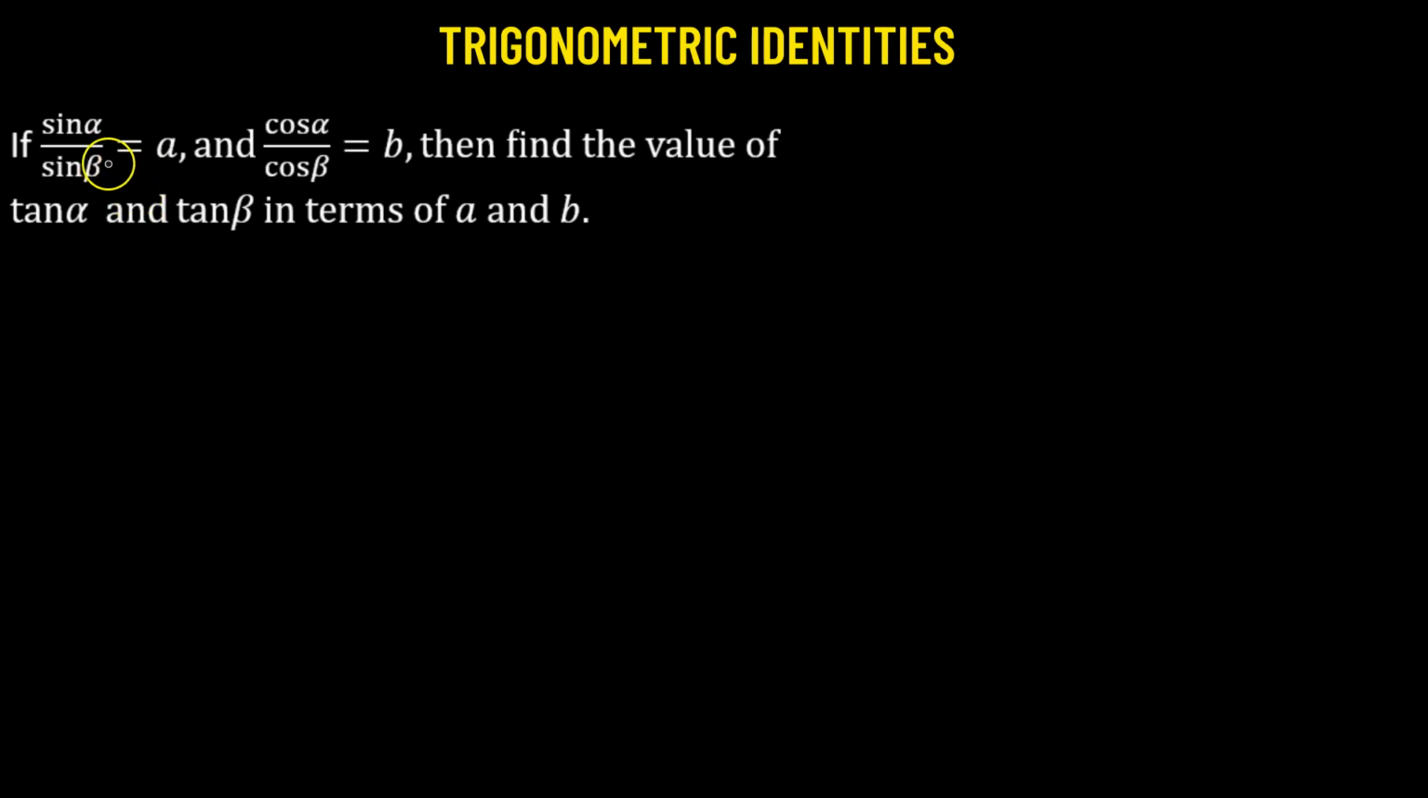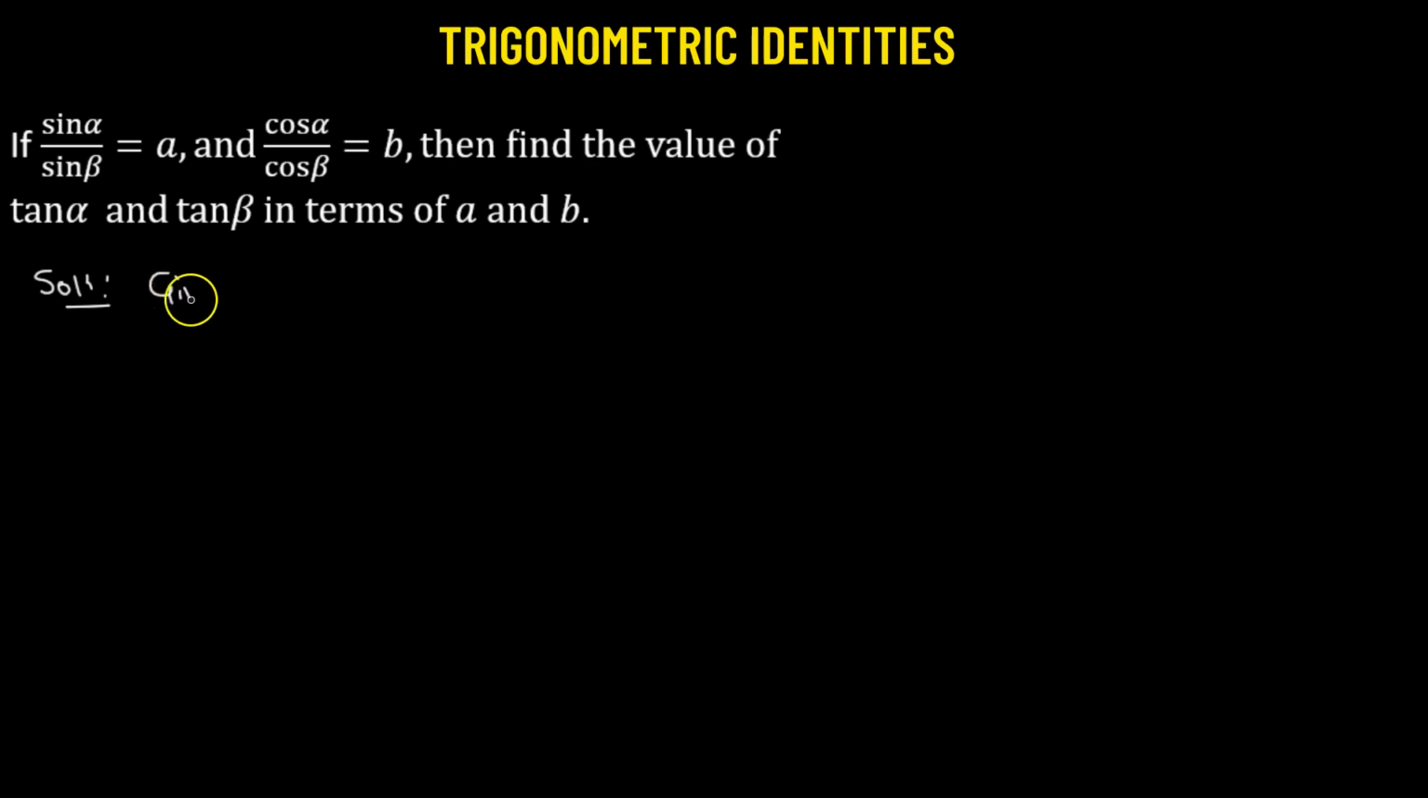In this problem, we're given the ratio sine alpha over sine beta equals A, and the other ratio, cosine alpha over cosine beta, has a value of B. Now we need to find the value of tangent of alpha and tangent of beta, and the answer should be in terms of A and B. So let's begin.